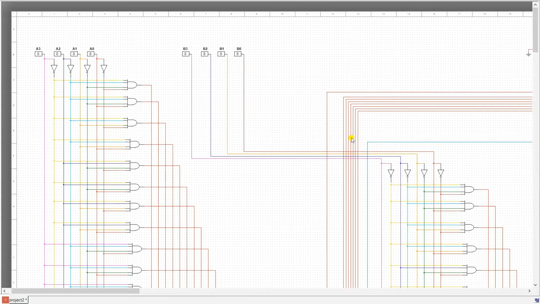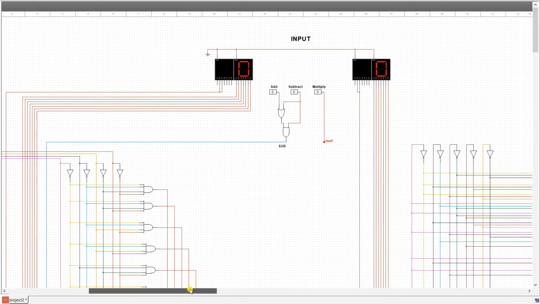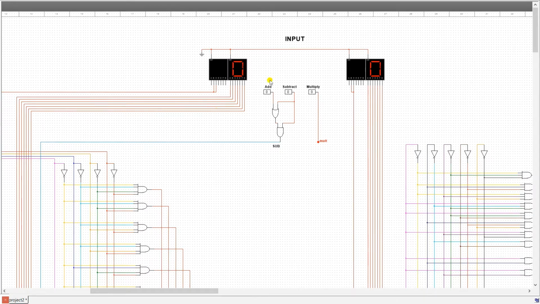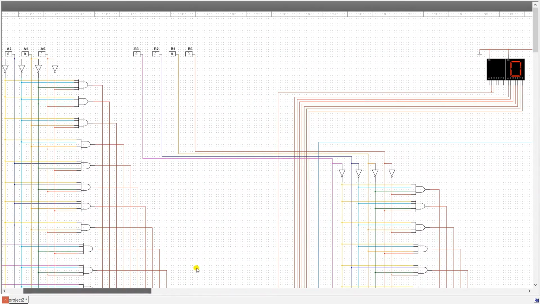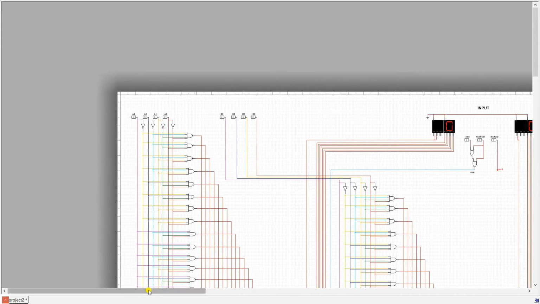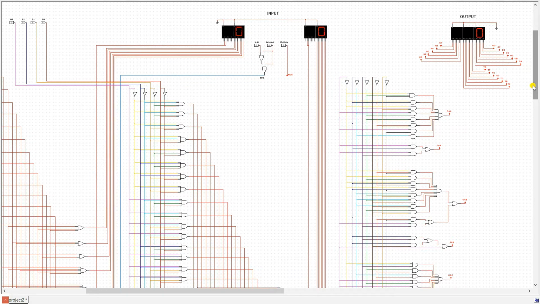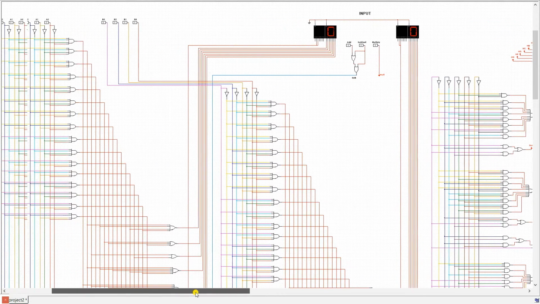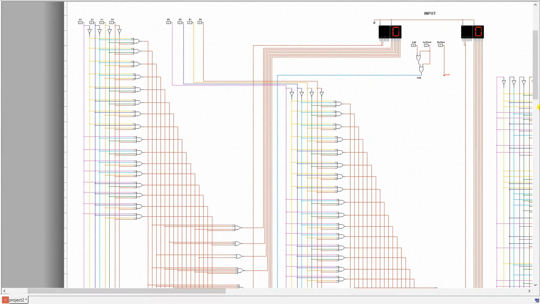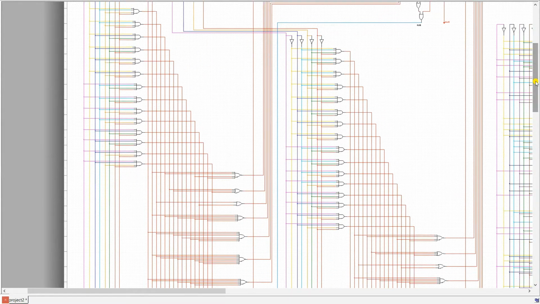Good day to everyone. This is Project 2 for the Logic Gate and Switching Theory Laboratory, which is a 4-bit calculator that can perform addition, subtraction, and multiplication between two inputs. This project is constructed and designed through the use of logic gates such as AND, OR, NOR, XOR, XNOR, and NOT gates.